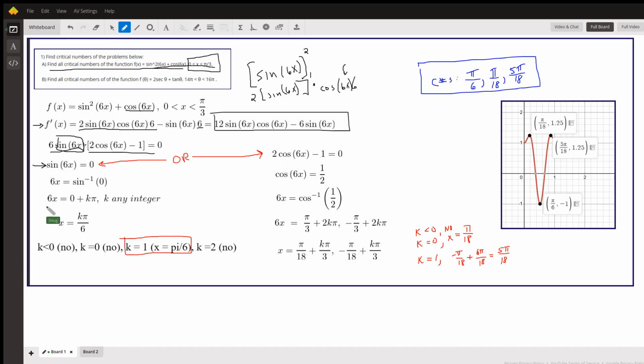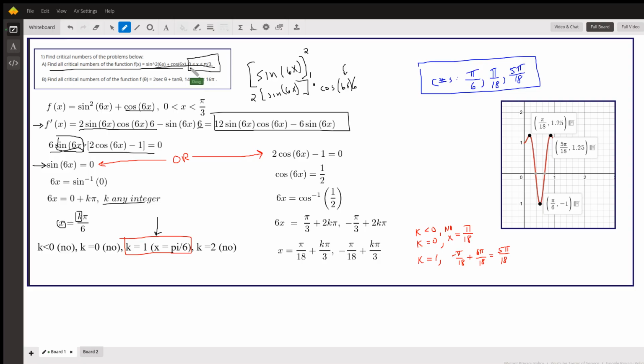So working down the left side, if the sine of 6x equals 0, 6x is the angle that has a sine of 0, which means 6x is 0 plus k pi, where k is any integer. So if we divide by 6, we'll get x. And then we can say what values of k are going to give me values for x that are in the interval from 0 to pi over 3. And there really is only one, and that's when k equals 1. If k is 0, we're outside this interval.